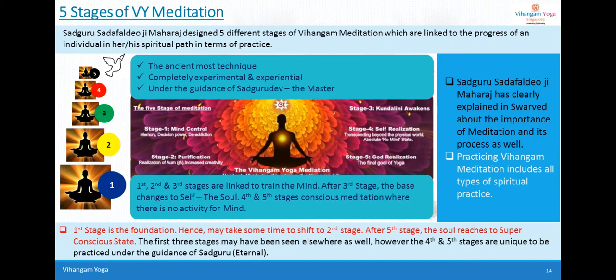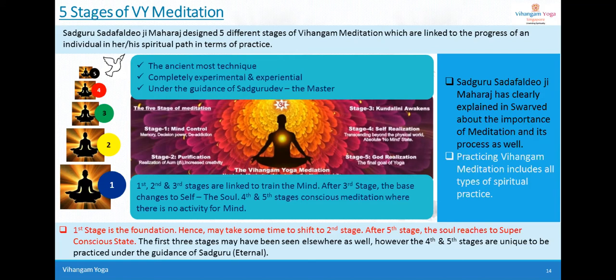In the first stage, what we do is we try to control our mind from the outer sphere, from the outside. That means it controls our sense organs. And the mind is connected to the sense organs and the body. Since we are controlling the mind from the outside, all the sense organs will be controlled at that time point.